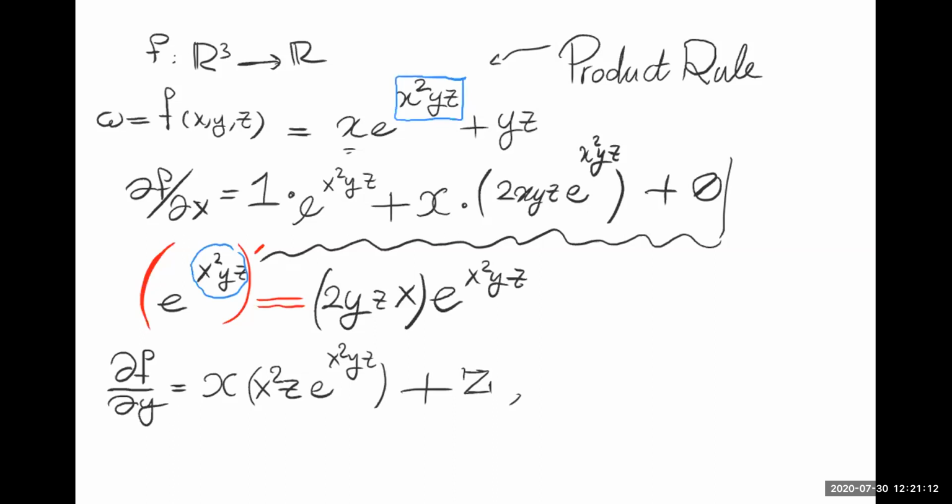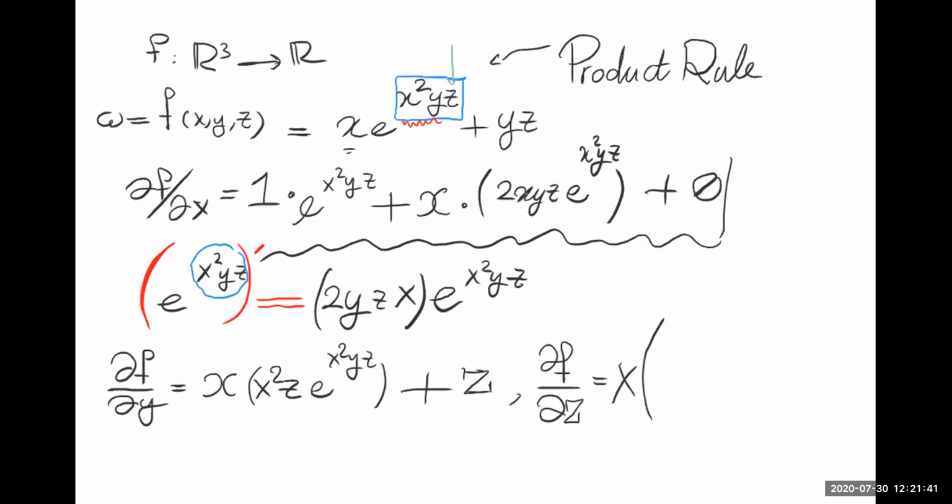Okay. What is the partial derivative with respect to z? Well, again, I should take the derivative of the first term. X here is a constant, a coefficient. I should take the derivative of the exponential map, e to the x squared yz. So I should first take the derivative of x squared yz with respect to z. Now this time, x squared y is constant. We're multiplying z by that constant.